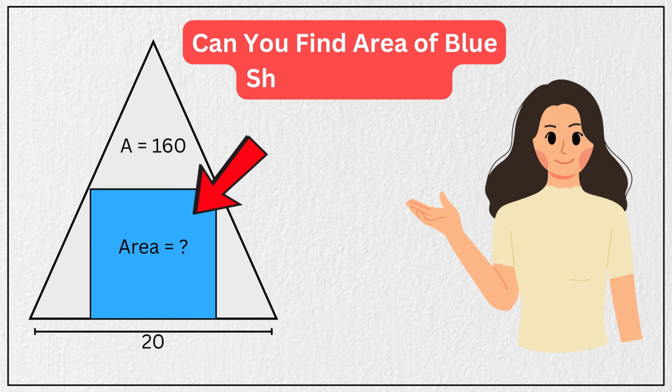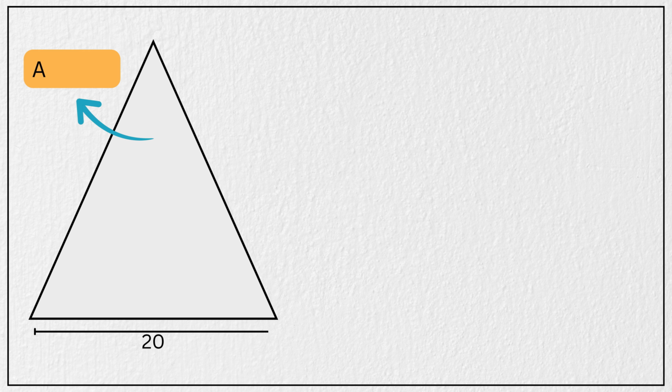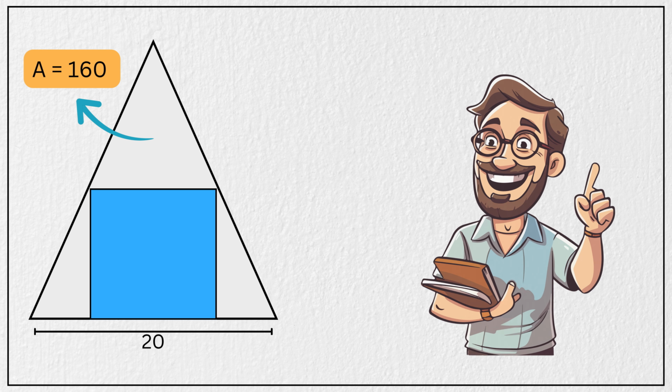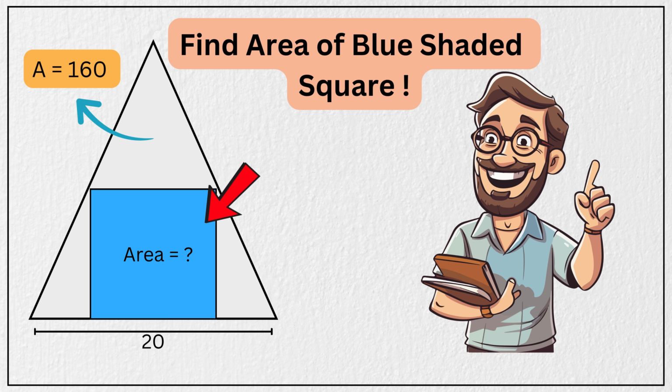Can you find the area of this blue shaded square? We are given an isosceles triangle with a base measuring 20 units and a total area of 160 square units. Inside this triangle, a square is placed such that one of its sides lies along the base of the triangle like this, while the other two corners of the square touch the triangle's slant sides like this. And our goal is to find the area of this blue shaded square.